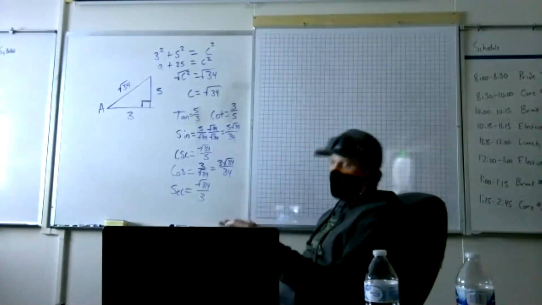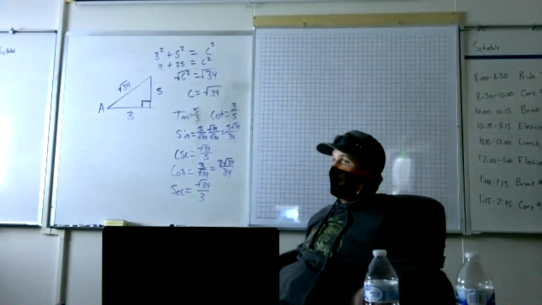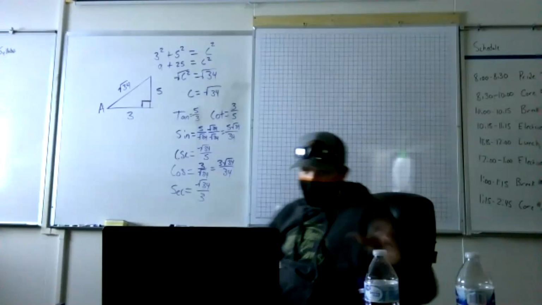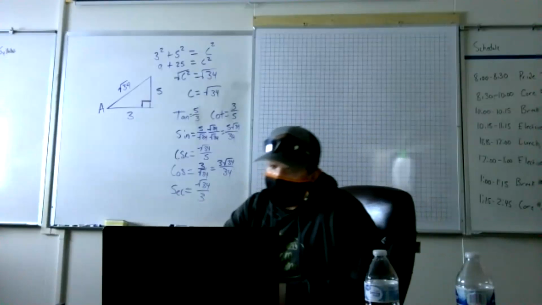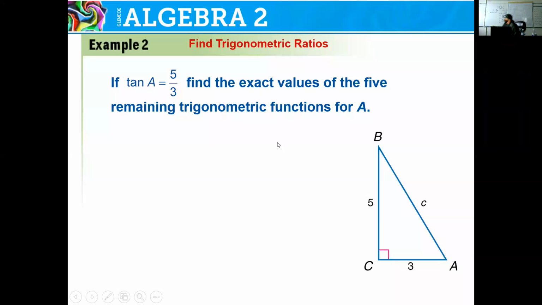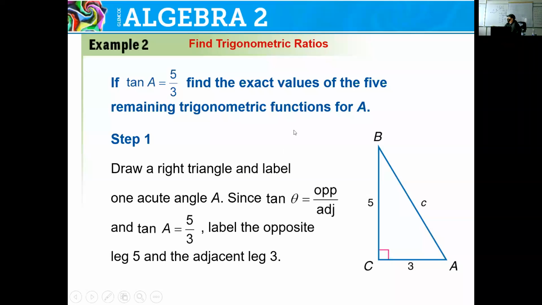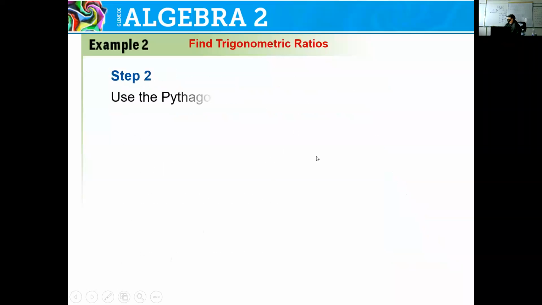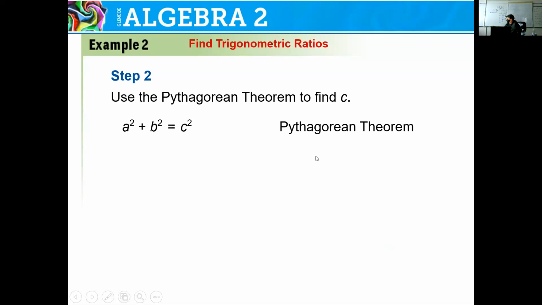Okay, so we use the trig function to draw it up. And the key thing was, when you're doing these questions, don't be afraid to draw. Okay, draw diagrams. They're pretty simple, pretty easy. Use the Pythagorean theorem to find c.